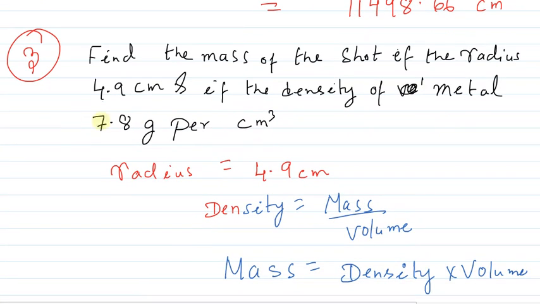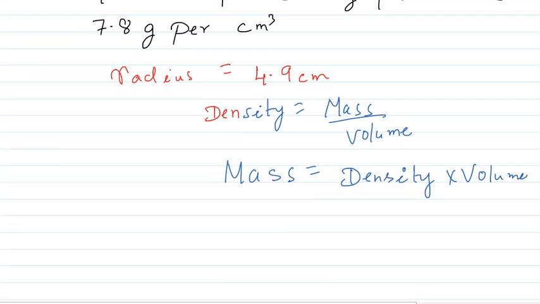Okay, very good. So in the question what is told, tell me: find the mass of the shot if the radius is 4.9 centimeter and the density of the metal is given. Here radius is given and density is given. So we have to find what? Mass. So first we find volume. So what is the formula for volume? Volume of a sphere. I am telling volume of a sphere. What is the formula? 4 by 3 pi r cube.